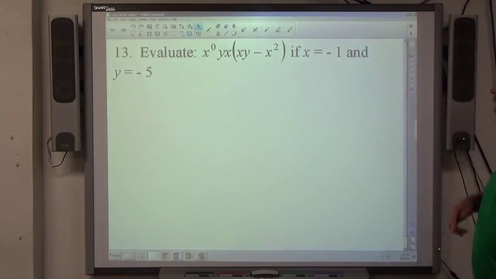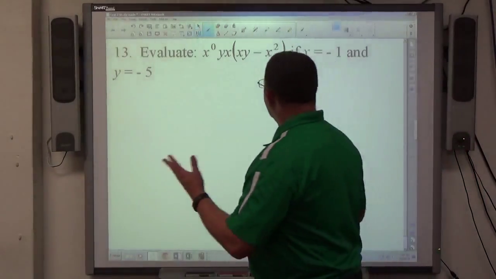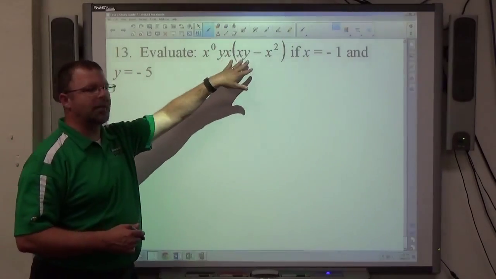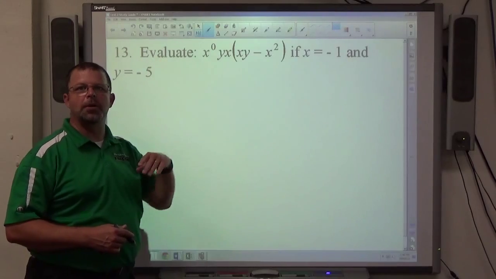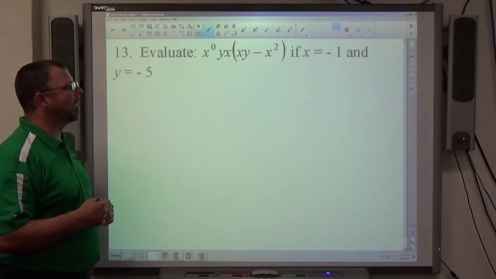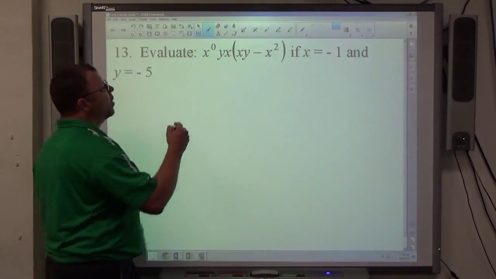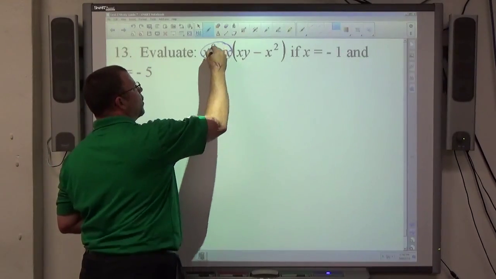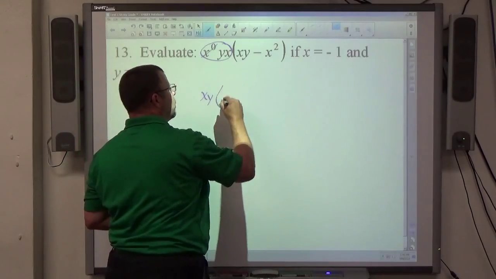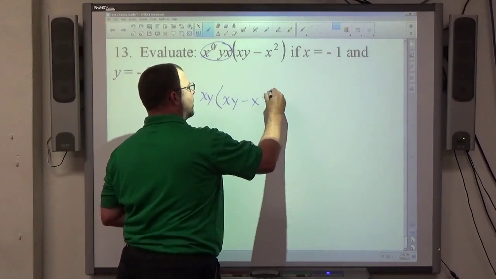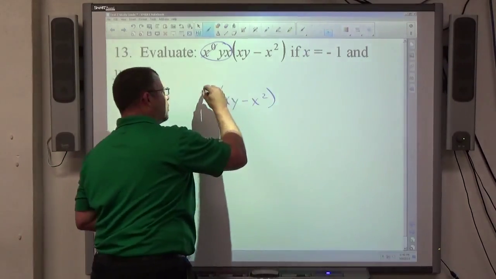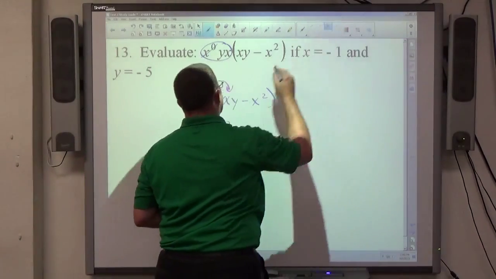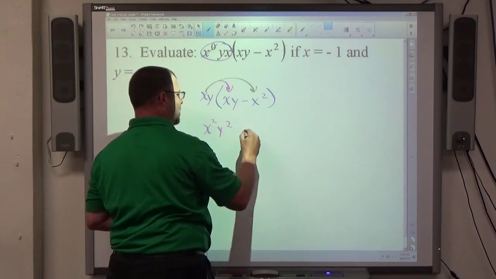Number 13, evaluate. Now, these evaluation problems, my personal preference is this. I want to simplify this first. I want to do the distributive property to expand it to make it as simple as I possibly can before I start throwing numbers in it. So if we consider that, this right here is just xy, because x to the 0 equals 1. That's being multiplied by xy minus x squared. The second thing I notice, xy times xy makes x squared y squared. And xy times x squared makes minus x cubed y.